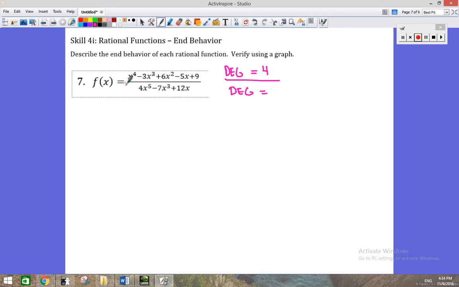So I just look for the variable x with the largest exponent, which is 4. In the denominator, this happens to also be in standard form, so that's an x to the 5th. So this is bottom heavy. So the end behavior has a horizontal asymptote. And whenever it's bottom heavy, the horizontal asymptote is the x-axis.